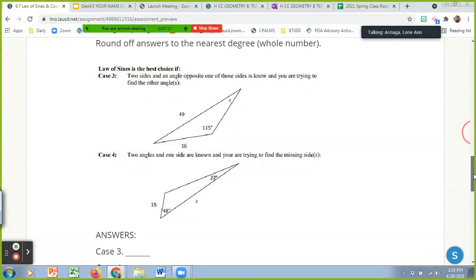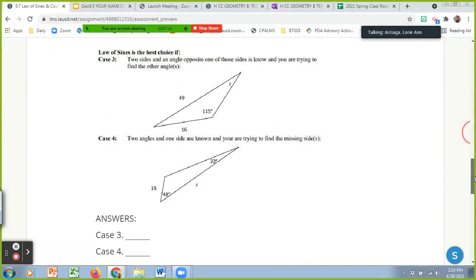Ooh, this is easy. Okay, law of sines. I know you can do this. I'll help you set up. You finish it up, okay?